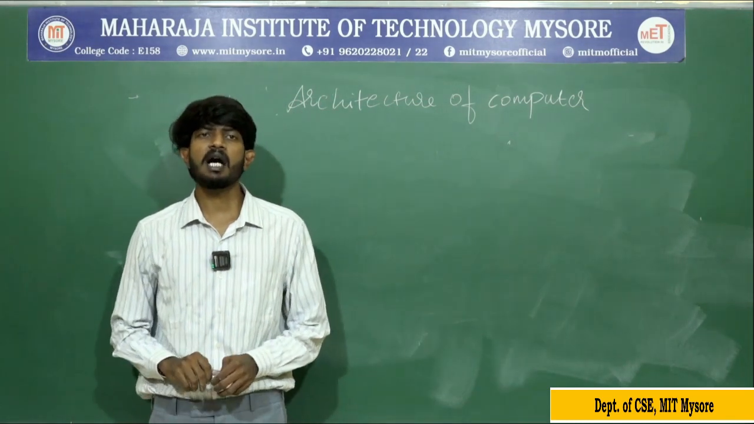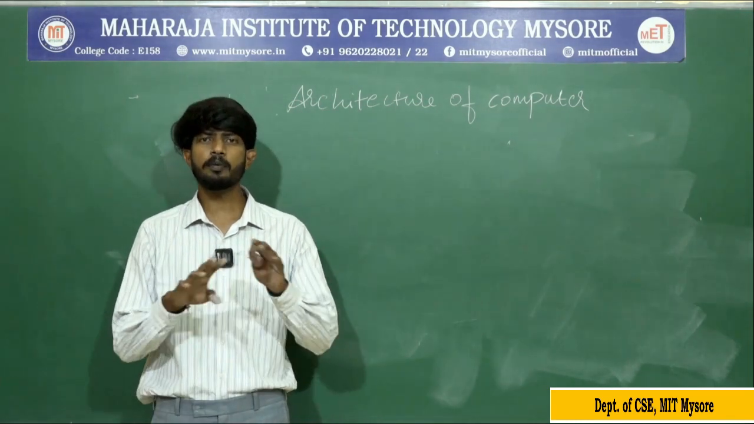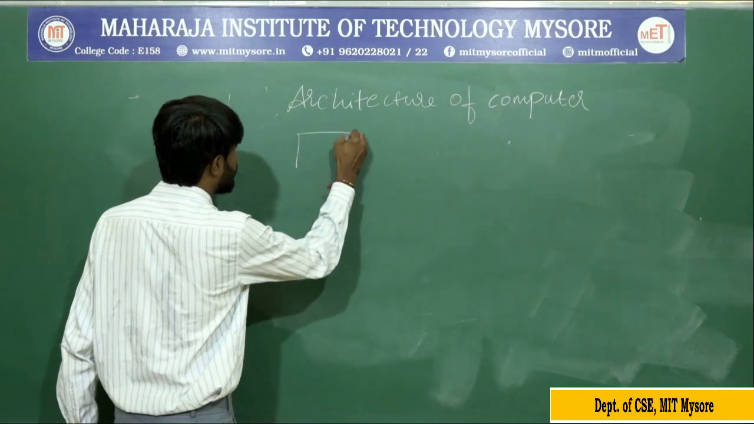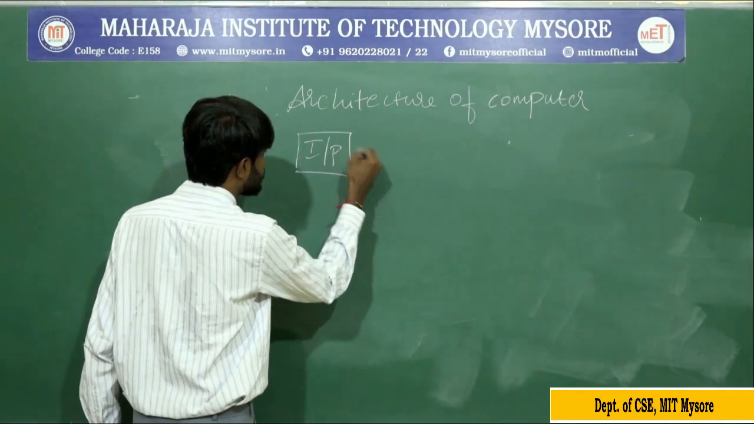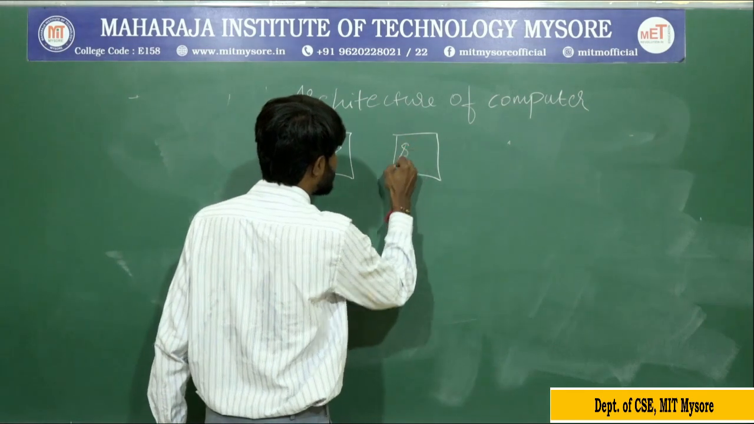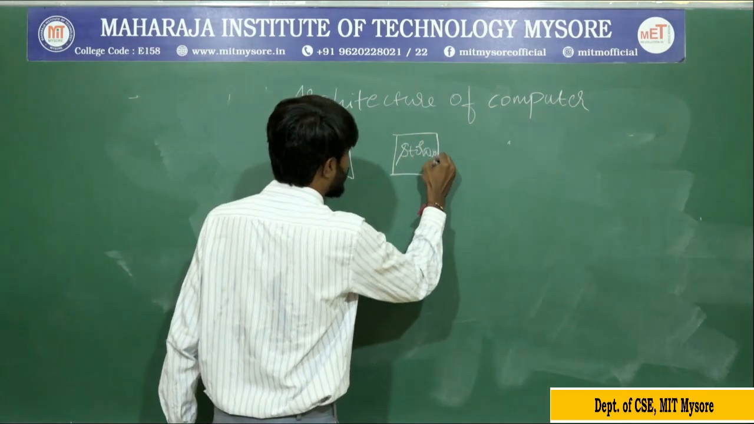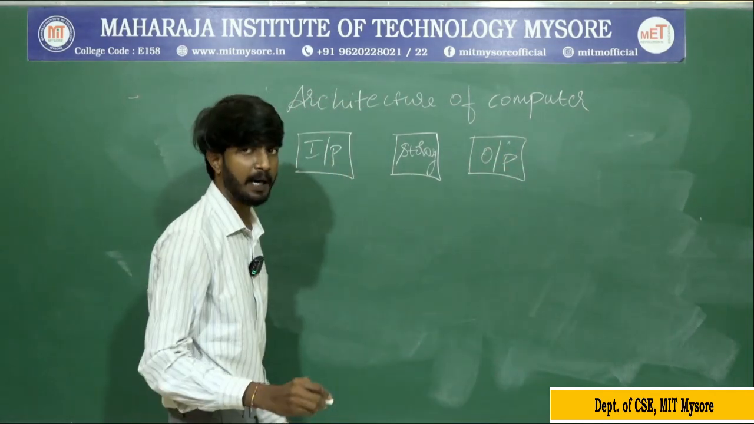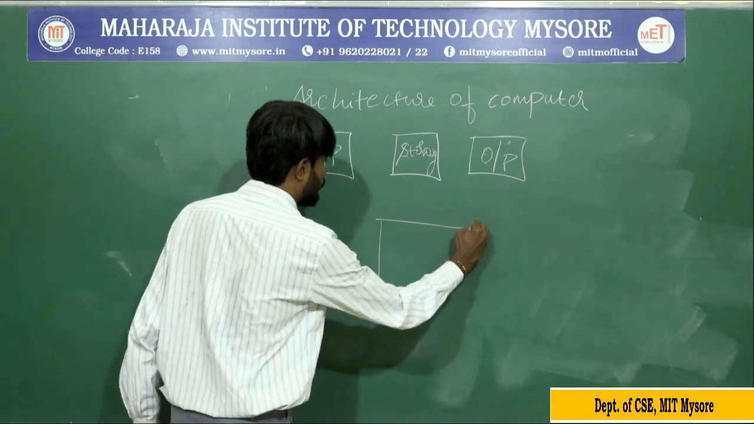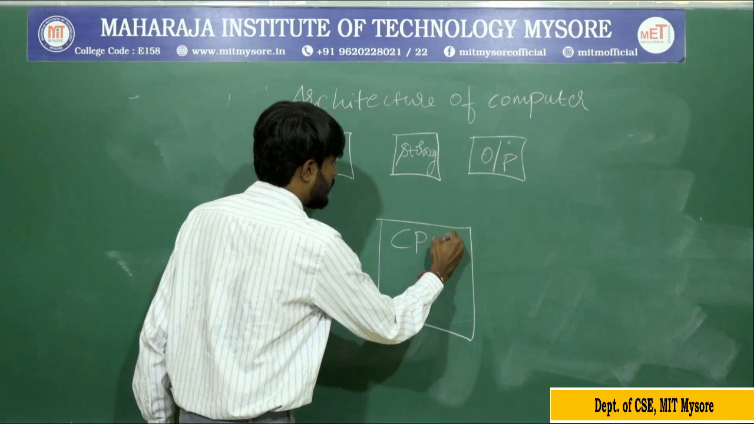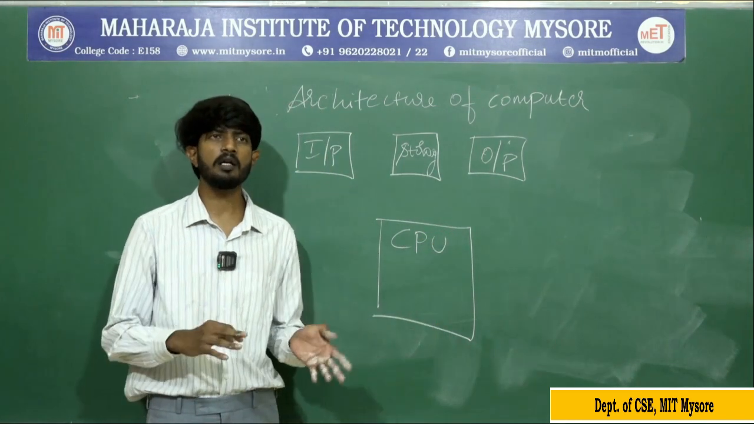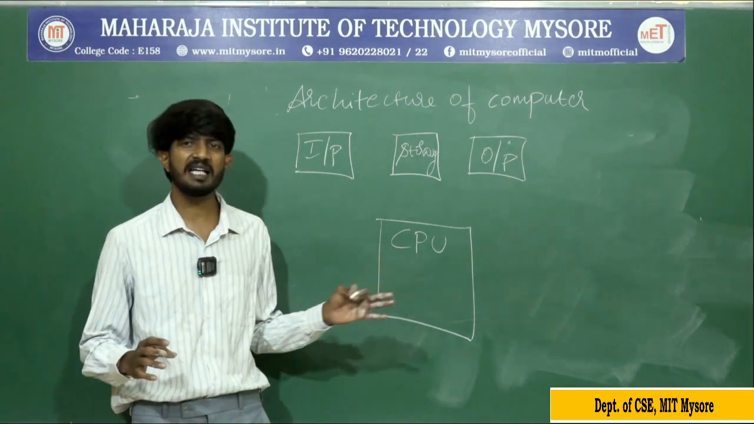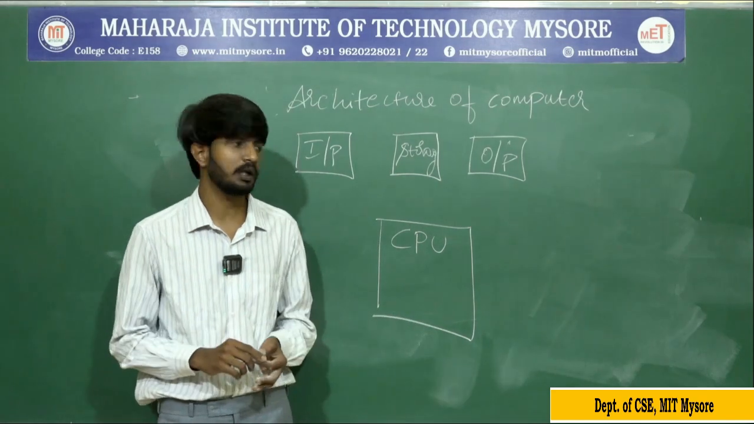The next concept is architecture of a computer. So how computers were designed and organized. So in computers we have input device, storage and output device. And the main part of computer is CPU. CPU is central processing unit. All process will be done with the help of CPU only. Okay, this is the brain or the heart of a computer.